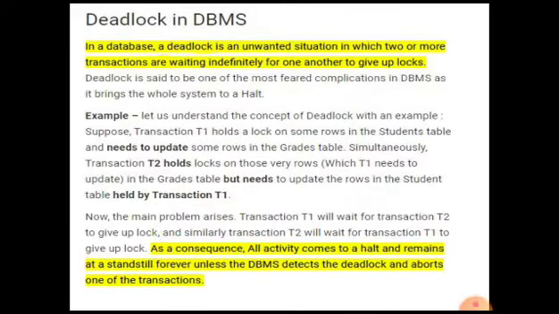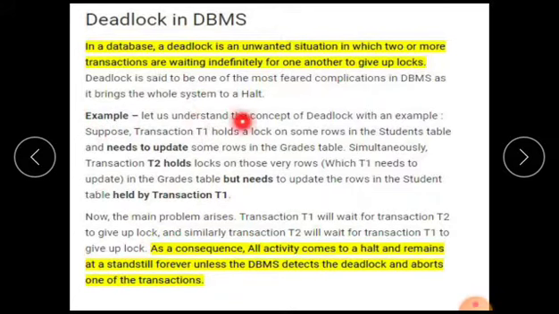So deadlock in DBMS is, in a database, an unwanted situation in which two or more transactions are waiting indefinitely for one another to give up locks. Deadlock is said to be one of the most feared complications in DBMS, as it brings the whole system to a halt.